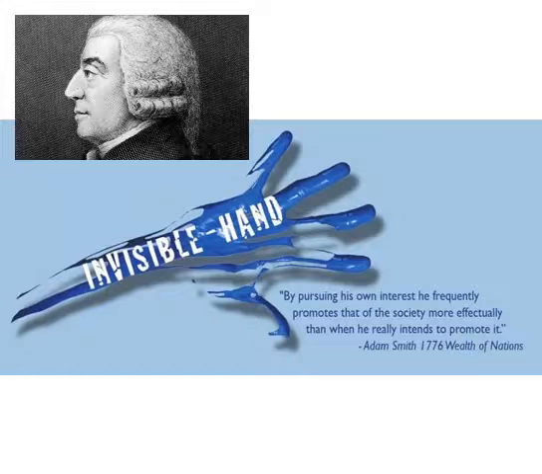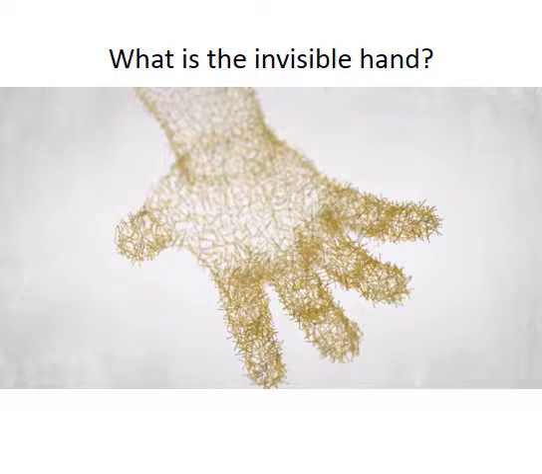Some of you may have seen the introductory video on Adam Smith with the invisible hand, but really what we were focusing on, if I may quote: "By pursuing his own interest, he frequently, meaning one in the economy, he frequently promotes that of the society more effectually than when he really intends to promote it." So by acting in your own self-interest, often you are actually benefiting society as a whole. So what is the invisible hand?